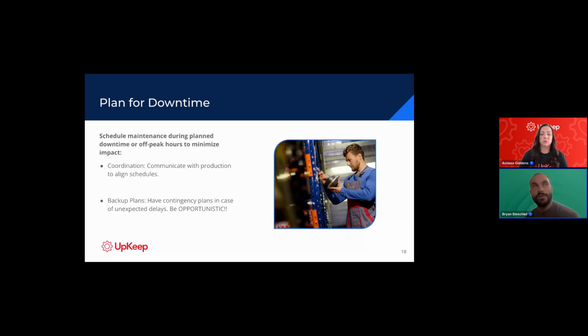Well, schedule some maintenance then, right? Depending on the urgency, the criticality, and how it's going to affect the business, we can do those things. And of course, we want to coordinate and communicate with production to align those schedules. And we want to have a backup plan, a contingency plan in case of unexpected delays.